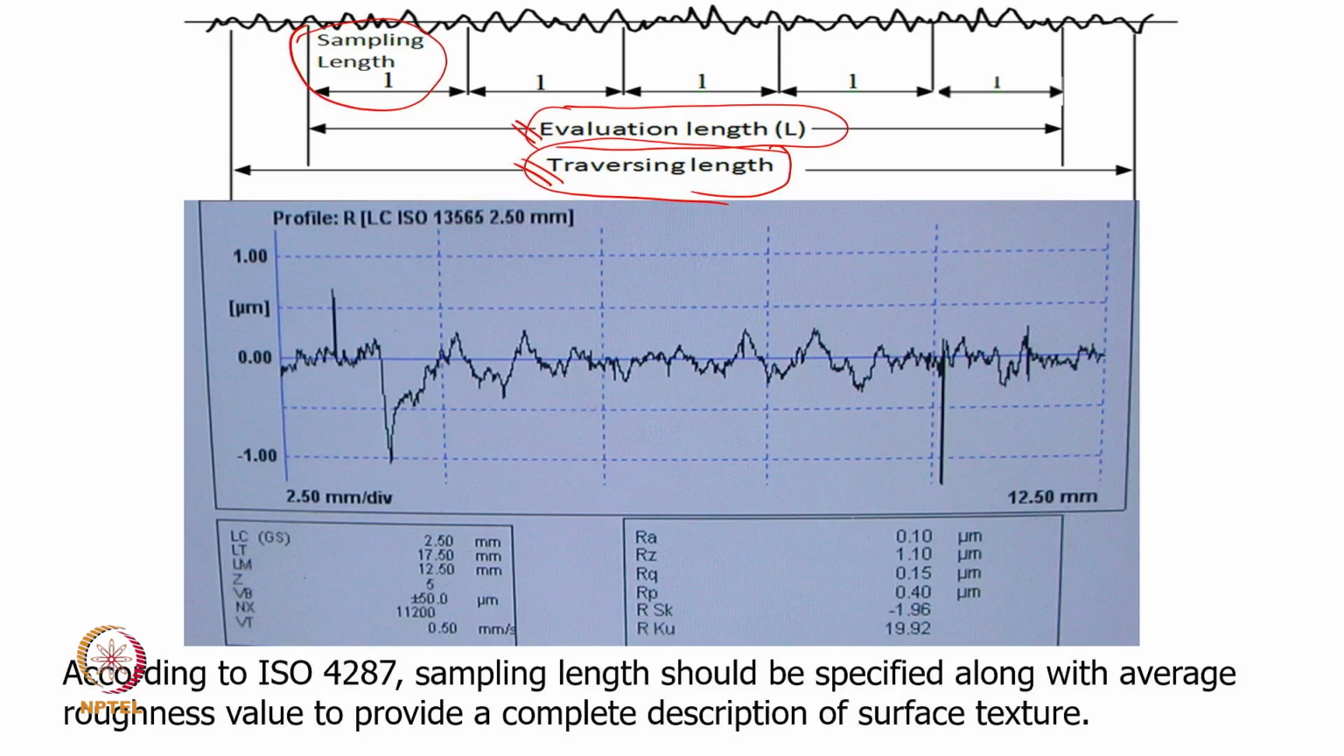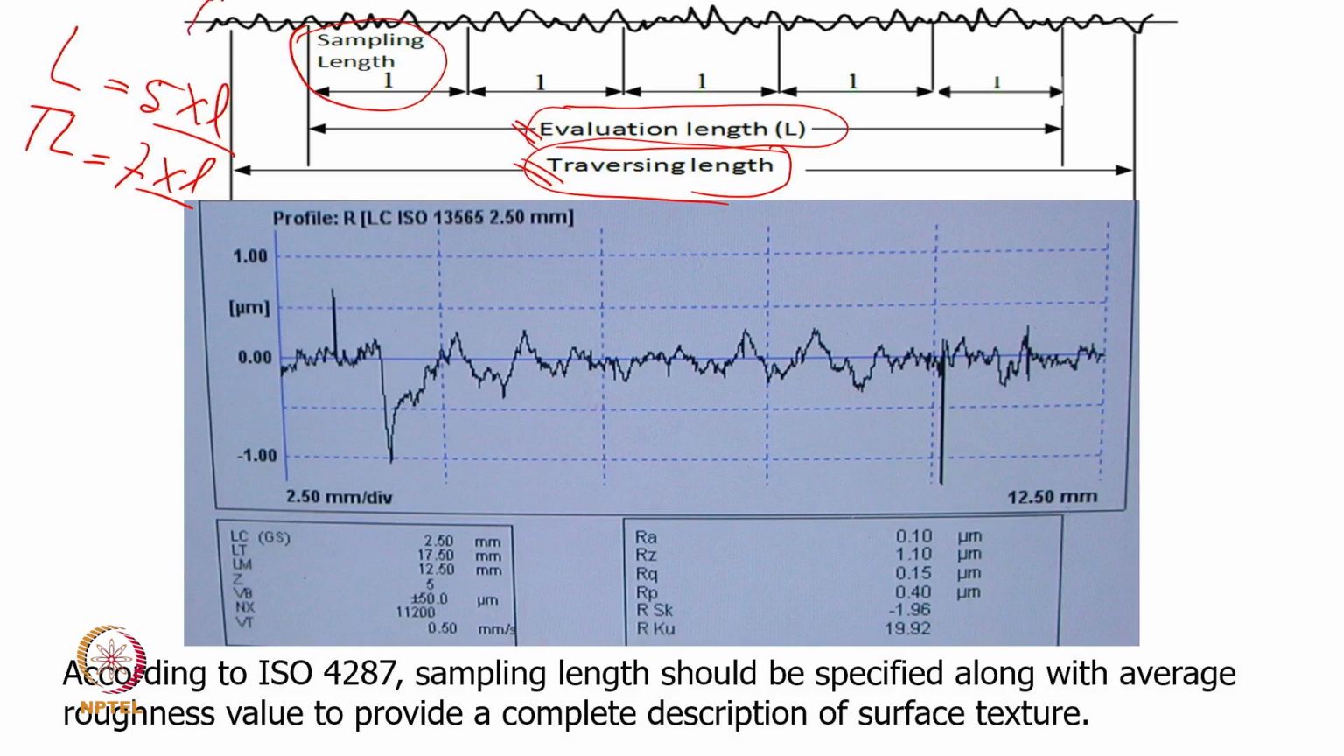And then by and large we require 5 samples to figure out what the RA value and RQ value will be. So that is why the evaluation length, L, is equal to 5 times the sampling length. So, sampling length is the smallest one, evaluation length is 5 times the smallest length, and traversing length, if I say TL, is 7 times the sampling length. Why do we really take 2 extra lengths in this case?